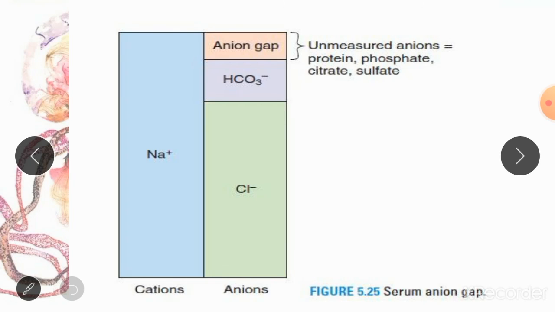So for BDS students, all you need to know is the definition of anion gap and what the ions are that are involved. The cation that is involved is sodium, and the anions that are involved are chloride and bicarb, which are the measured anions, and then we have the unmeasured anions which constitute the anion gap. That is all you need to know, and this is all that is going to be asked of you in your vivas and your written exams.